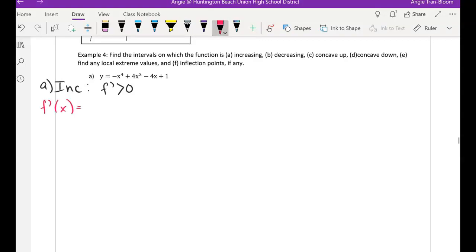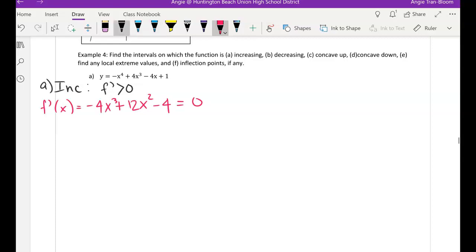So f prime of x equals -4x to the third plus 12x squared, minus 4. I have to be careful. I want to take it and set it equal to 0. Then I would like to solve for x.